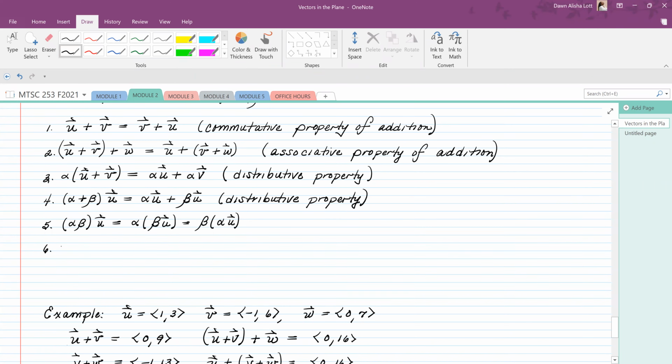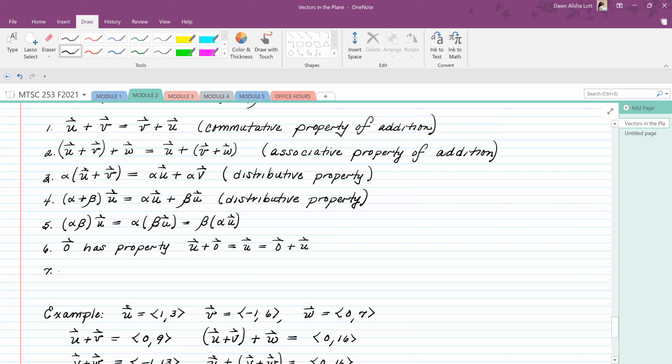All right, so we talked about the zero vector. So the zero vector has the property that u plus 0 is equal to u, but that is the same as 0 plus u. So that's the zero vector.